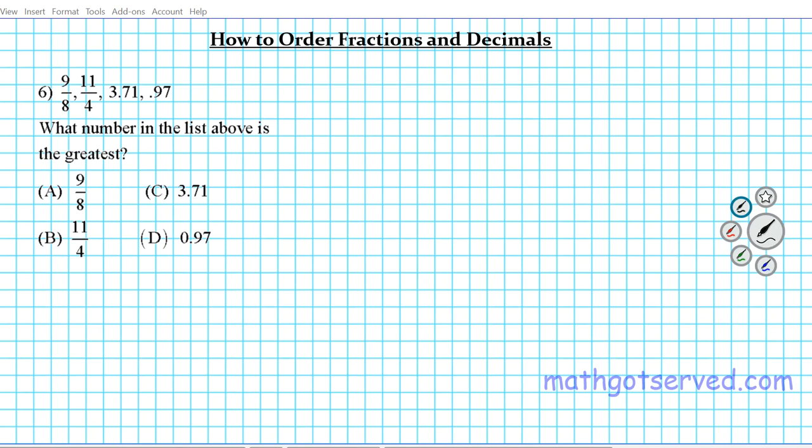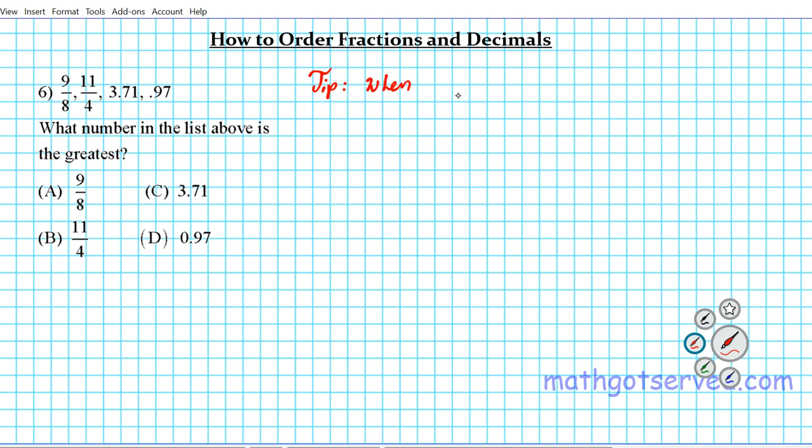Alrighty, let's take a look at question number 1. In question 1, we're being assessed on how to order a combination of fractions and decimals. This is a typical question that you should expect to see on the Accuplacer test. Now, there's a tip that you want to keep in mind when you are asked to order fractions and decimals. And the tip is as follows.